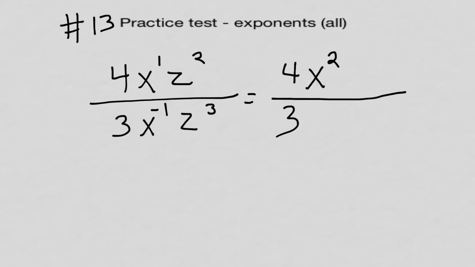All right, moving on to the z's. Z to the second minus z cubed. 2 minus 3 is negative 1. All right, so z to the negative 1, and I can't have negative exponents. I'm just going to go ahead and put that on the bottom. Done.